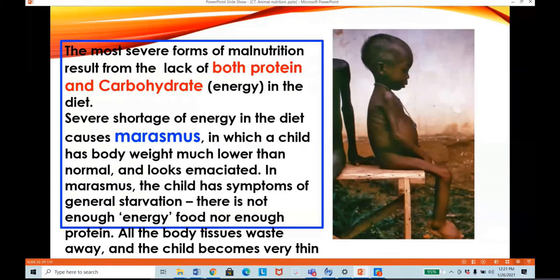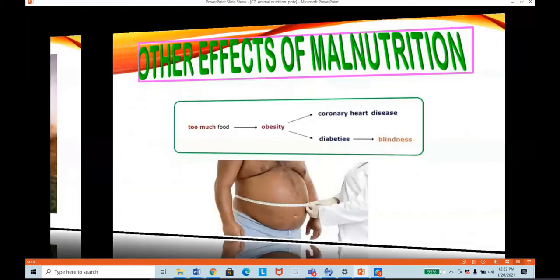Marasmus is a condition in which a child does not take in enough food for their body to properly function, so the tissues waste away and the child becomes severely thin. Very good. So is it a protein plus carbohydrate deficiency disease? Yes, both protein and carbohydrates. Right. So you think the child's brain also will get affected? Yes, there would be a mental condition as well, because the brain will not get enough glucose or carbohydrates. Thank you so much, ladies.